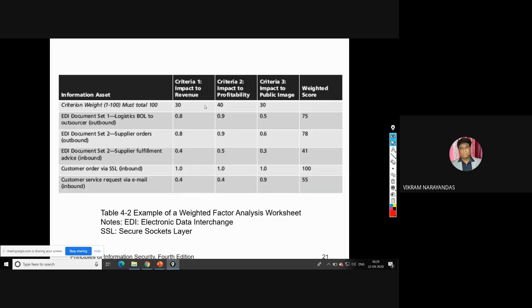So these are some examples given in a textbook. Weighted factor analysis worksheet. SSL, Secure Socket Layer, and EDI, Electronic Data Interchange. SSL is a protocol.